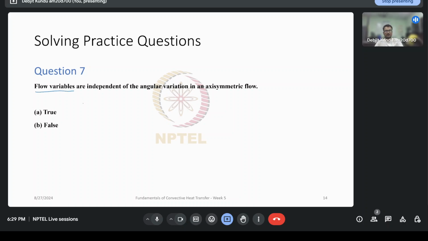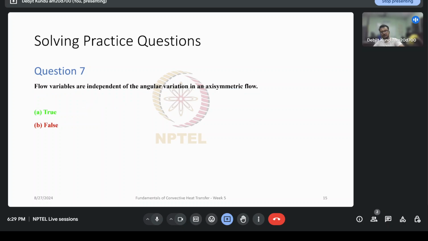Flow variables, meaning all the components of fluid flow velocity, so U_r, that is in the radial direction, U_x, that is in the axial direction, and U_phi, which is the azimuthal velocity, like a swirling velocity, if there is one. So the statement is that flow variables are independent of angular variation. Angular variation means variation along phi, the azimuthal direction, in an axisymmetric flow. Is that statement true or is it false?